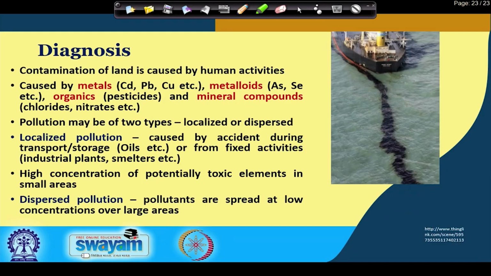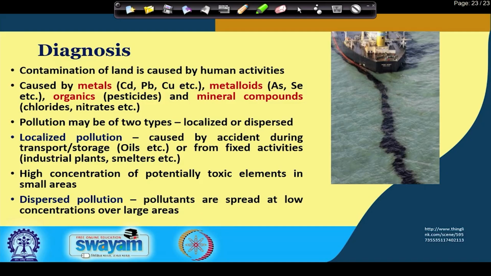So, let us discuss what is diagnosis. For example, contamination of land is caused by human activities, which can be caused by either metals like cadmium, lead, copper, metalloids like arsenic, selenium, organics like pesticides and mineral compounds, chloride, nitrates, etc. And pollution may be of two types, one is localized and the other is dispersed.